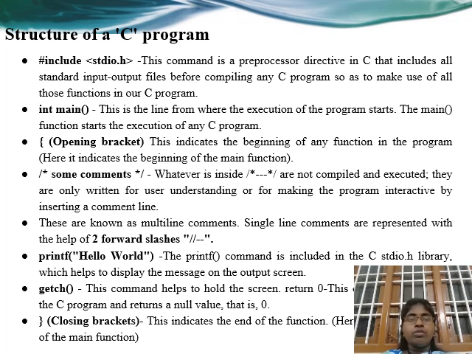First, we are going to discuss #include <stdio.h>. This is a command. It is a preprocessor directive in C that includes all standard input-output files before compiling any C program, so as to make use of all these functions in our C program. Then the main function, int main(). This is the line where the execution of the program starts. The main function starts the execution of the C program.